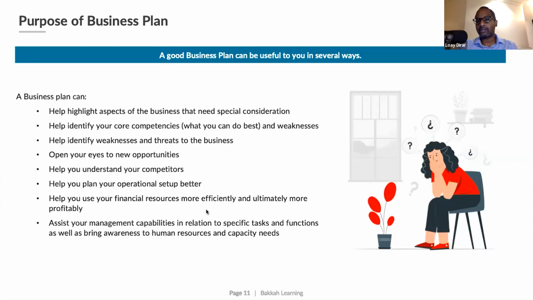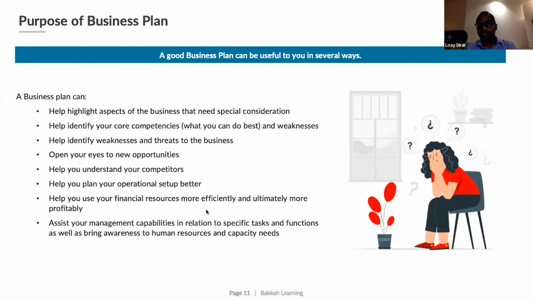When you start drafting a business plan, it helps you explore new opportunities that your business can invest in or can drive the market, becoming a market leader in that area. It helps you understand your competitors and plan your operations in a better way. As I told you earlier, a business plan looks at three main aspects: the operational part, the marketing part, and the financial part. These are the main core areas for developing a business plan.